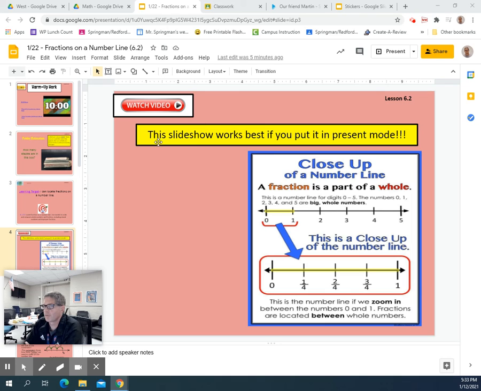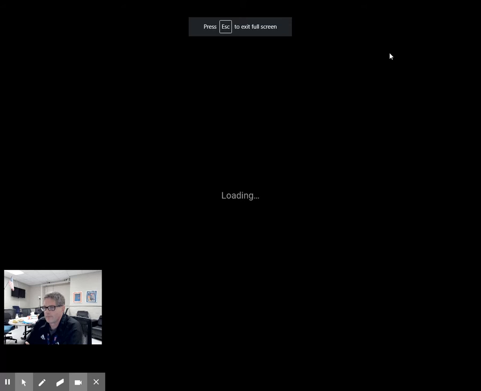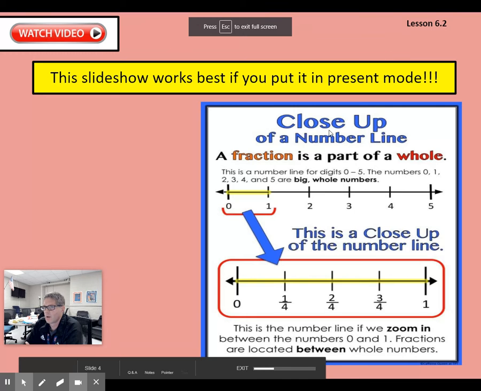First thing I notice here is that it says this slideshow works best if you put it in present mode, so I'm going to do that. And now I am in present mode.